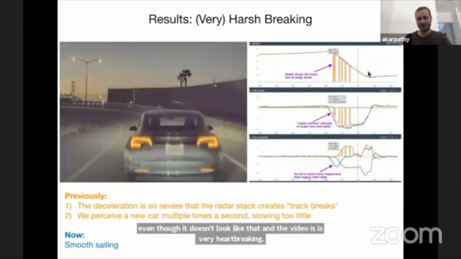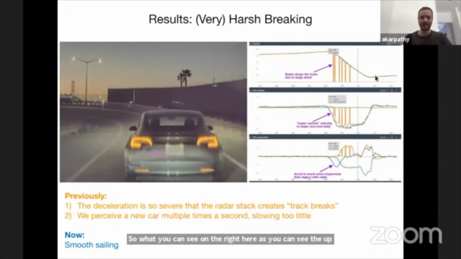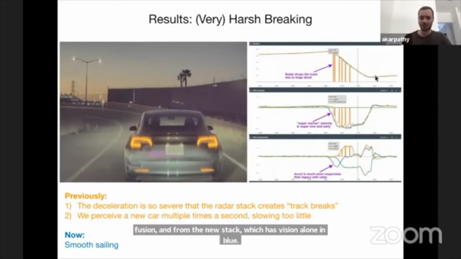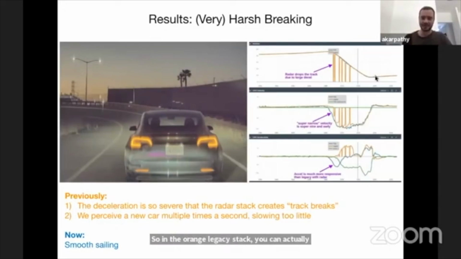So what you can see on the right here is the outputs from the legacy stack, which had radar vision fusion, and from the new stack, which is vision alone in blue. So in the orange legacy stack, you can actually see these track drops here when the car was braking really harshly. And basically the issue is that the braking was so harsh that the radar stack that we have actually ended up not associating the car and dropping the track and then reinitializing it all the time. And so it's as if the vehicle disappeared and reappeared like 6 times during the period of this braking.